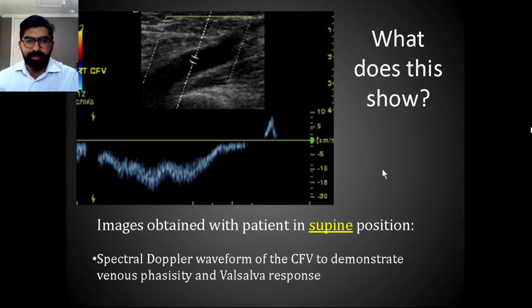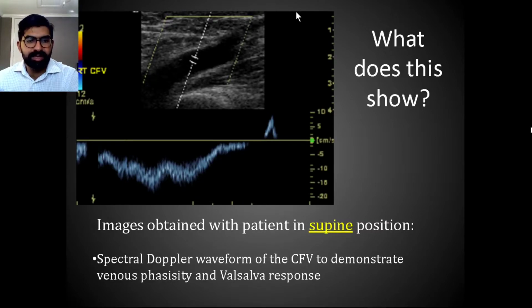So this image specifically is a longitudinal view of the femoral vein. Okay, when you look at a longitudinal view, what you're seeing is that the left side of the screen represents the head, and the right side of the screen usually represents distally, or in this case, the toes. And this particular image was obtained with the patient in the supine position, which does make a difference.